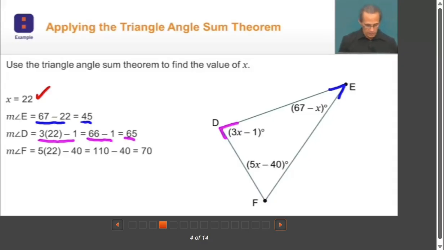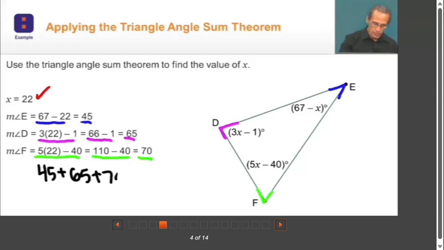gives us 66 minus 1, which is 65. And lastly, because I know that the measure of angle F is given by 5x minus 40, I can find it by taking 5 times 22 minus 40, which is 110 minus 40, and this gives us 70. And we know the answer is correct. Why? When we add up the angle measures, they sum to 180 degrees. 45 plus 65 plus 70 is 180.